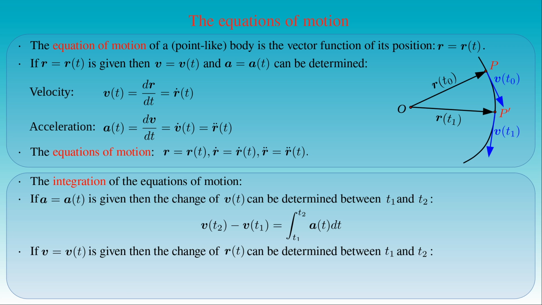This change, that is r(t2) minus r(t1), is given by the integral of the velocity over the time interval between t1 and t2. Since the distance covered by the moving body is the arc length measured along its path, the distance s is just the integral of its speed, or length of the velocity, over the interval between t1 and t2.